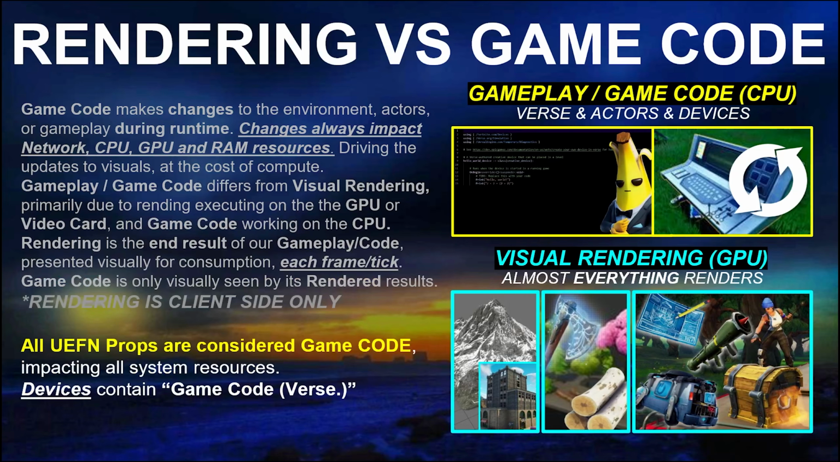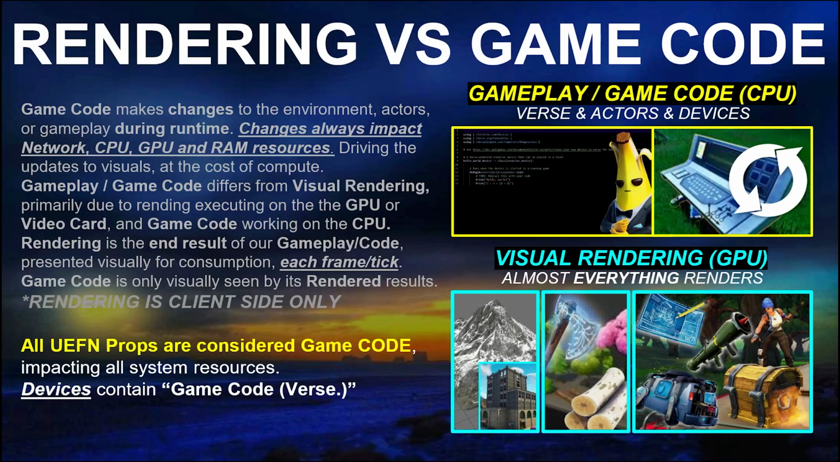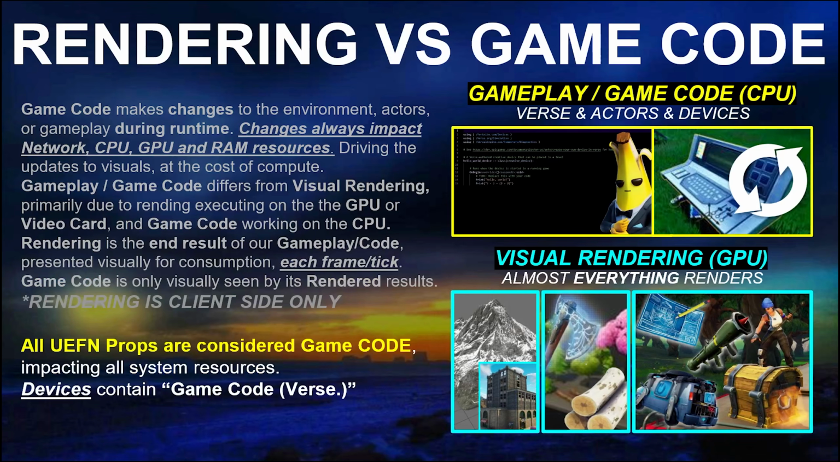So what's rendered? Rendering is the end result from gameplay, presented visually for consumption, each frame or tick. Game code is only visually seen when it's rendered. Rendering is client-side only. You don't have GPUs on the server. UEFN props are considered gameplay code because they're interactable and changeable. So they're going to have an impact, and if you don't need a UEFN prop, but you just want the visual there, make it a custom device or look at that to get rid of that extra cycle, disable those pieces.